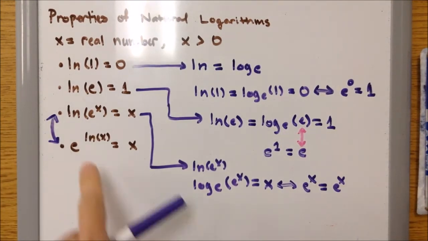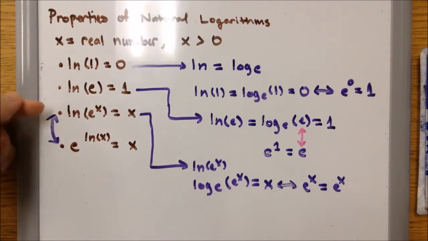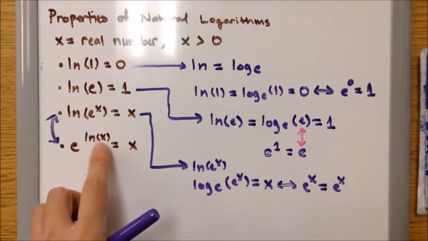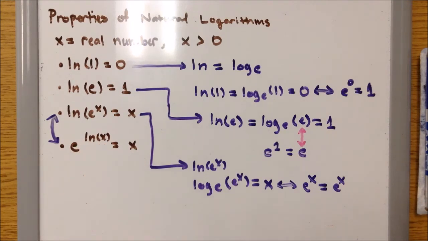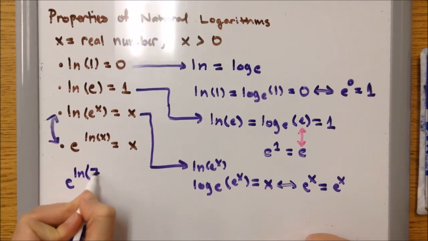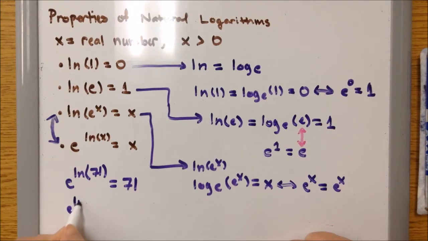Now when you have e to the power of ln of x equal to x, it's pretty much the same as this one right here. When you have e to the power of ln of x, it's simply whatever is inside the parenthesis, or what's next to ln, which is x. For example, say we have e to the power of ln of 71. Then that is just going to equal 71. Now if it was e to the power of ln of y, then it's just going to equal y. That's all it is.